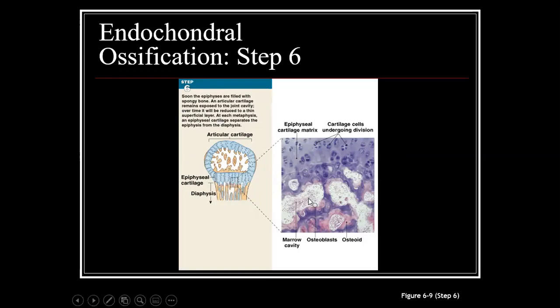So here's a stained micrograph showing the epiphyseal cartilage matrix, and you can see all the chondrocytes and the hyaline cartilage. And then there's this kind of line here, this border, and then you start getting the spongy bone marrow cavity and bone deposits here.